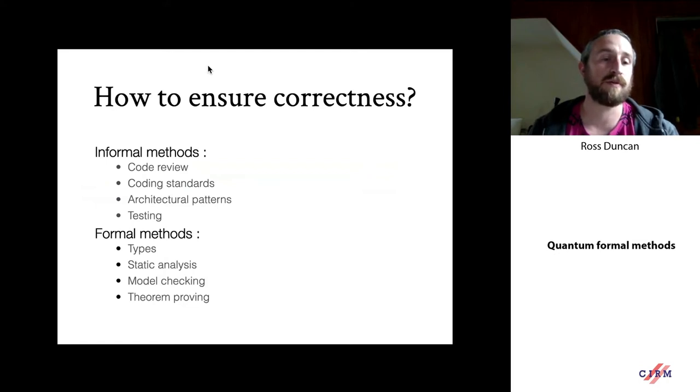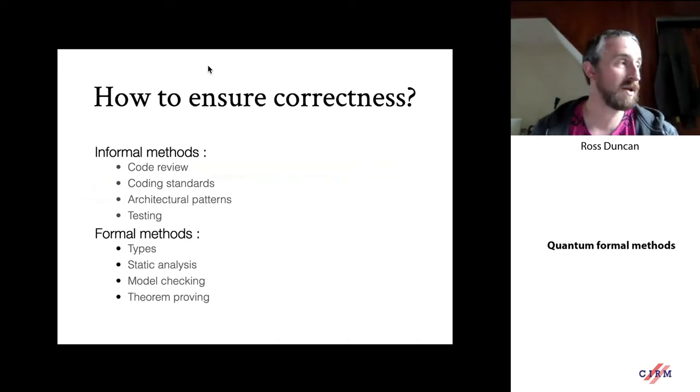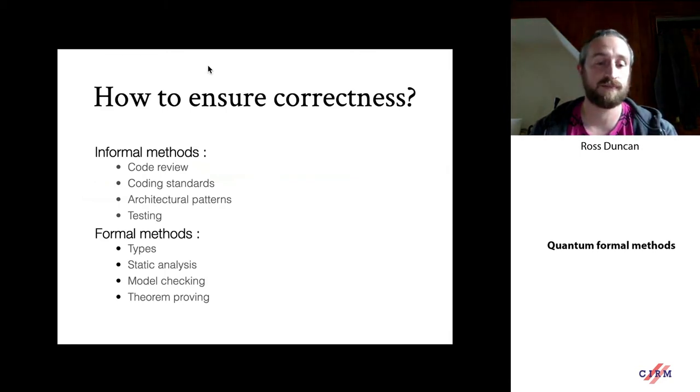But the key point of all these things is they're quite informal. There might be high process, there might be a lot of bureaucracy involved, but they're not mathematically rigorous. And that's the difference between informal methods and formal methods. And for the purposes of this talk, I'm going to be a little bit broader in my understanding of the term formal methods than is sometimes the case.